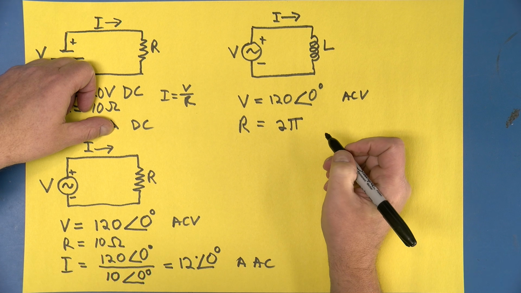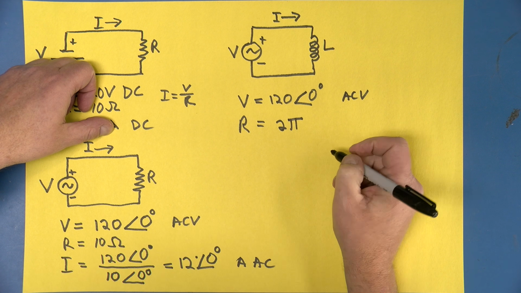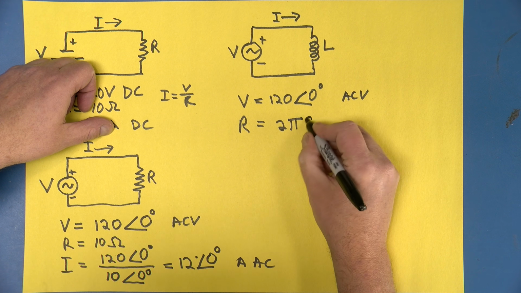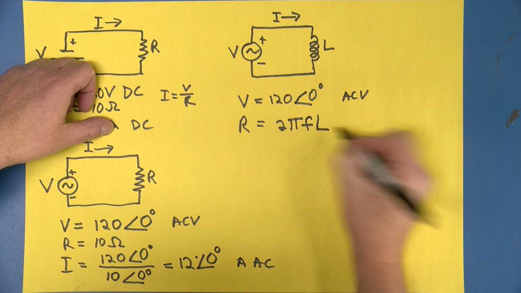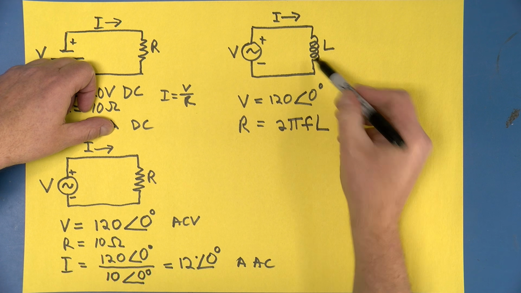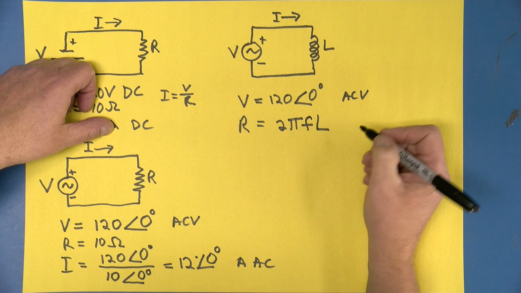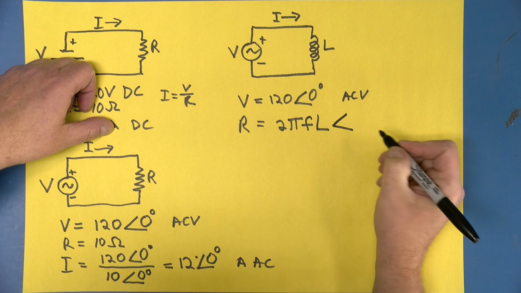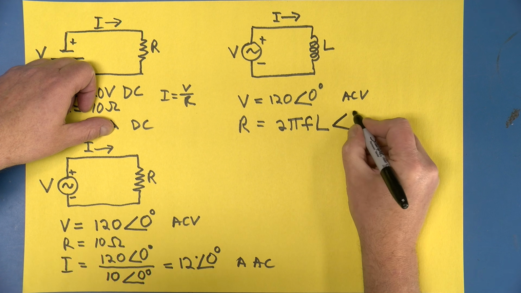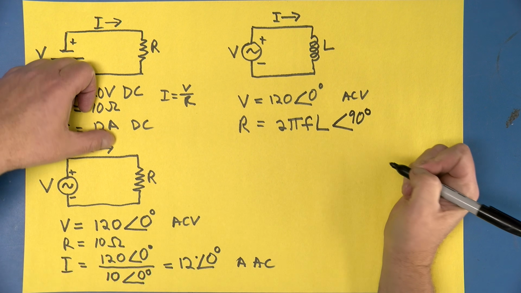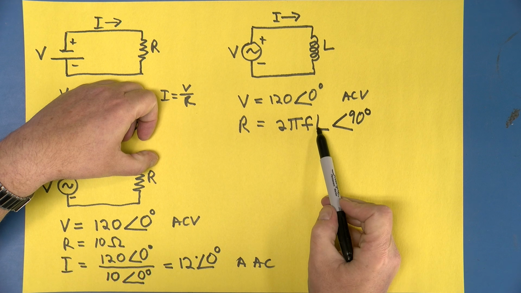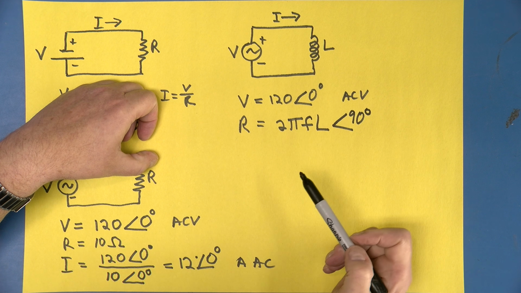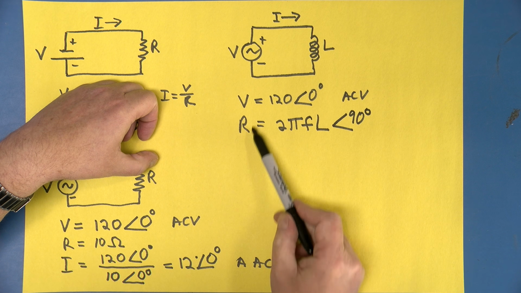Pi is 3.14159 going on to infinity, times the frequency of the AC, times the inductance of that coil, well, not times, with an angle of, wait for it, 90 degrees. Okay, so all we have to do now is know what L is, the inductance of the coil, and then we can calculate what R is.